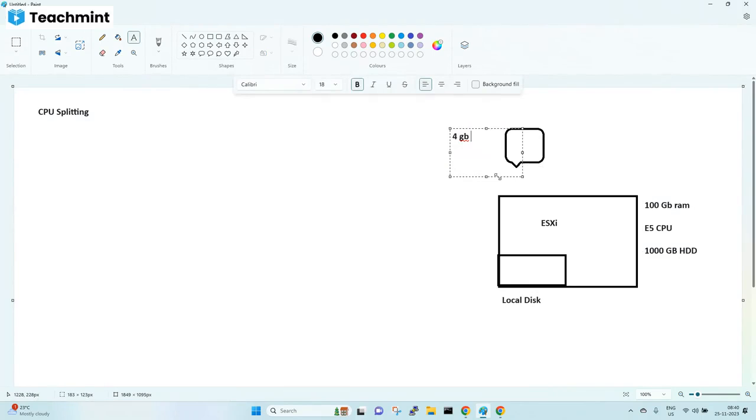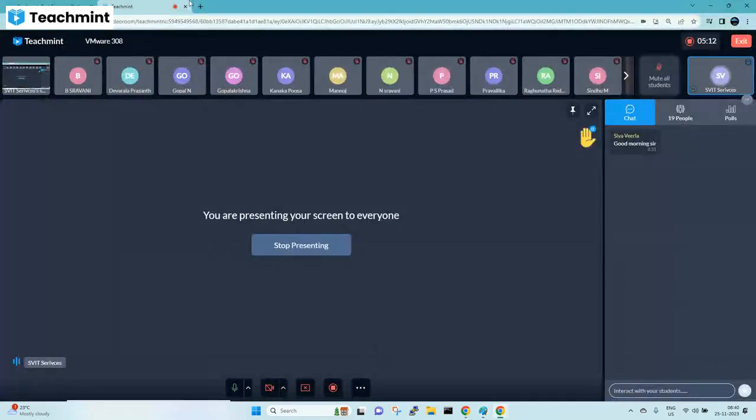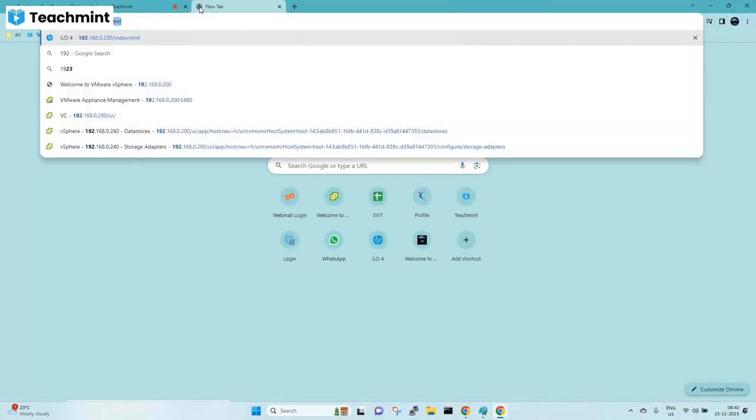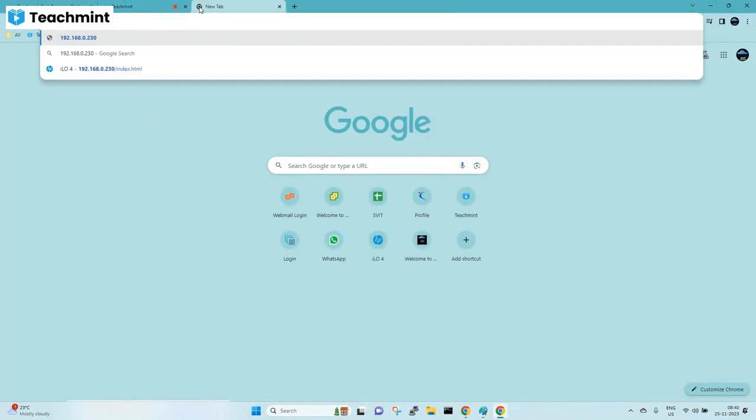if you allocate 4 GB RAM, so here everything we allocate is virtual RAM, let's say 2 vCPU and 50 GB virtual hard disk. In a virtual machine, everything we assign is virtual resources. It's not direct, right? It's not physical. Physical is on the ESXi host.